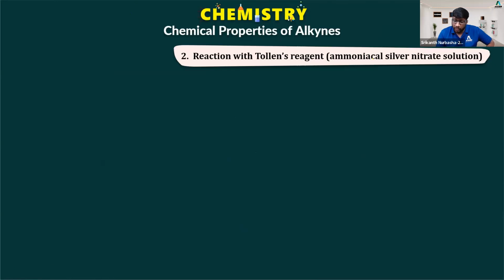Reaction with Tollens reagent. Tollens reagent is ammoniacal silver nitrate solution, AgNO3 plus NH4OH. They can also mention Ag2O, or they can also mention [Ag(NH3)2]+. All three ways are the same way to mention Tollens reagent, because AgNO3 and NH4OH react with each other to form the complex, and the complex will again give Ag2O. All three notations represent Tollens reagent.